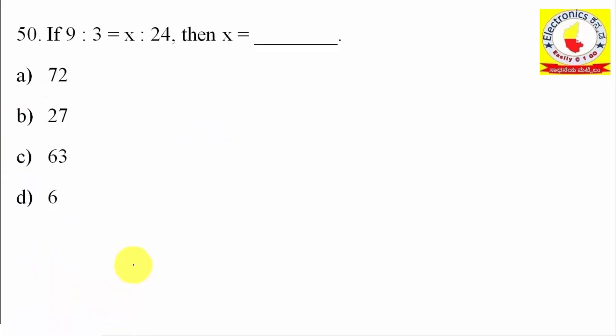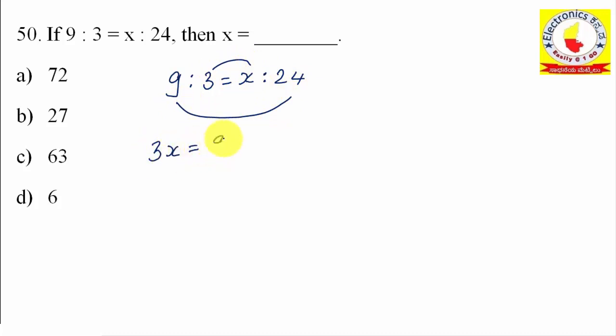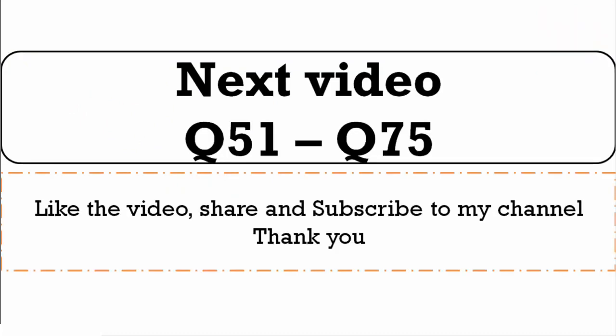Moving on to the last question, the 50th question. They have asked 9:3 equals x:24. So how can I write this? Outer products, that is 3x equals 9 times 24. How to solve simply? 3x equals 216, so x equals 72. X equals 72. So ratio based problems are also important. So this is all about the questions from 26 to 50. In this video we have discussed question number 26 to question number 50. In the next video we are going to discuss question number 51 to question number 75.